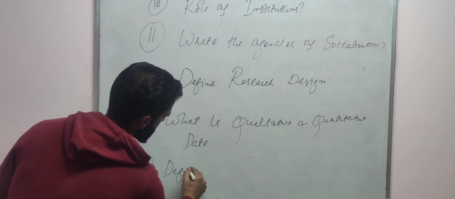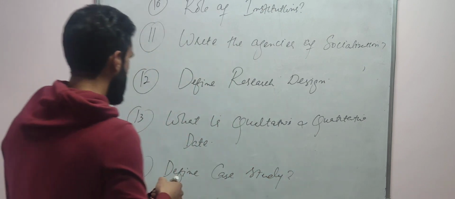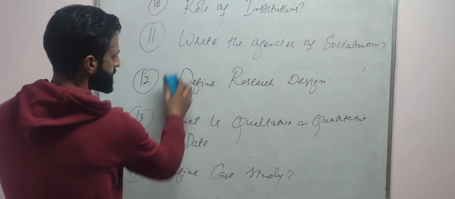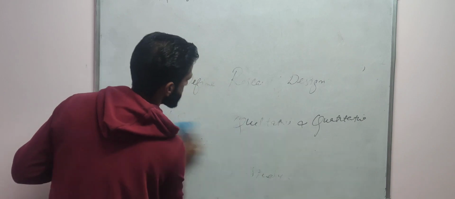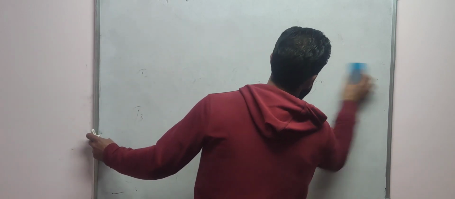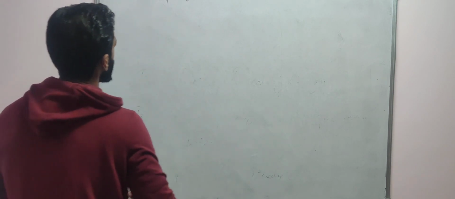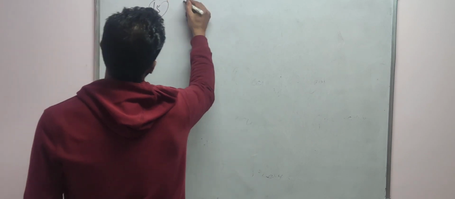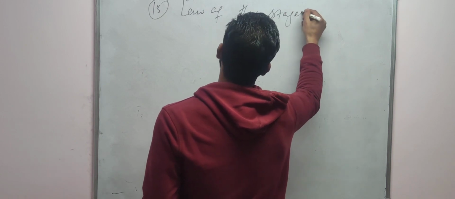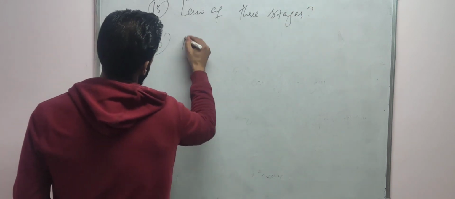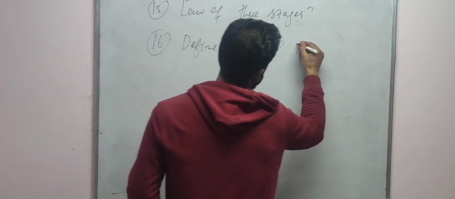Okay. Besides this, 14th question will be define case study. Okay, then 15th question will be like this: law of three stages. Then 16th question will be like this: define suicide and its types. What is suicide and what are its types, you have to focus on this as well.